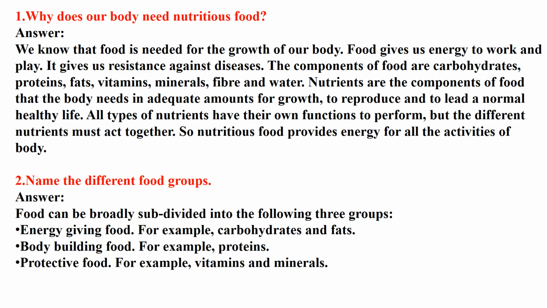Next question, name the different food groups. Now the answer is, food can be broadly subdivided into the following 3 groups. First is energy giving food, second bodybuilding, next protective. Energy giving foods like carbohydrates and fats, bodybuilding foods like proteins, and protective foods like vitamins and minerals.